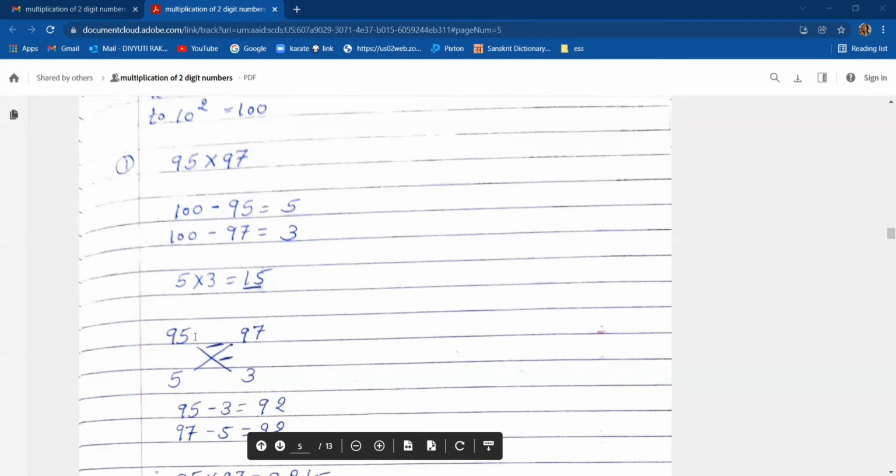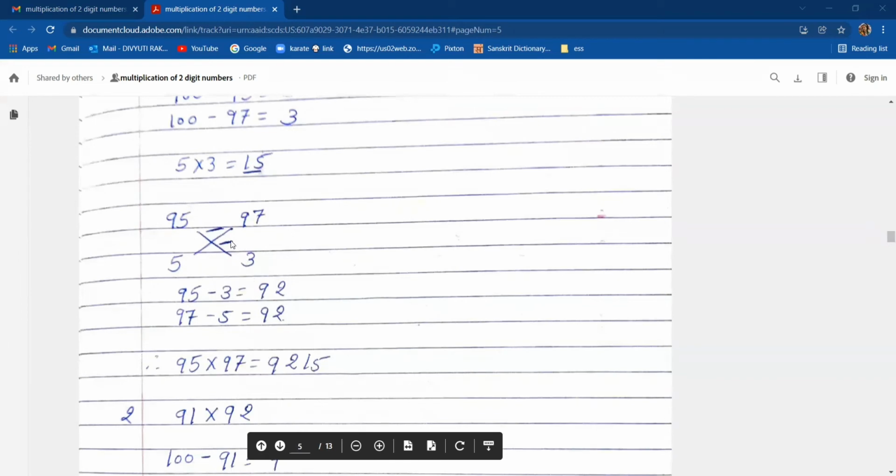You can do any subtraction, whether you subtract 95 minus 3 or you do 97 minus 5. No need to apply both operations together. Here I have written it just to explain to you, otherwise it is not necessary. Any one subtraction you should do, and whatever answer you get after subtraction, here I subtracted 95 minus 3, you will get 92. See, in a similar manner 97 minus 5 also will give you the same number. So no need to do two subtractions, any one subtraction you can do.